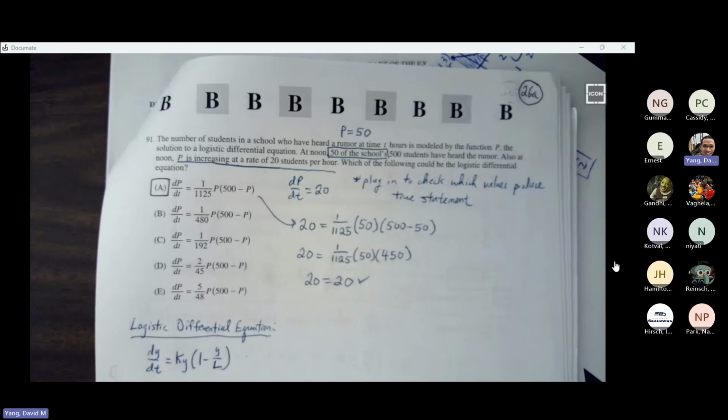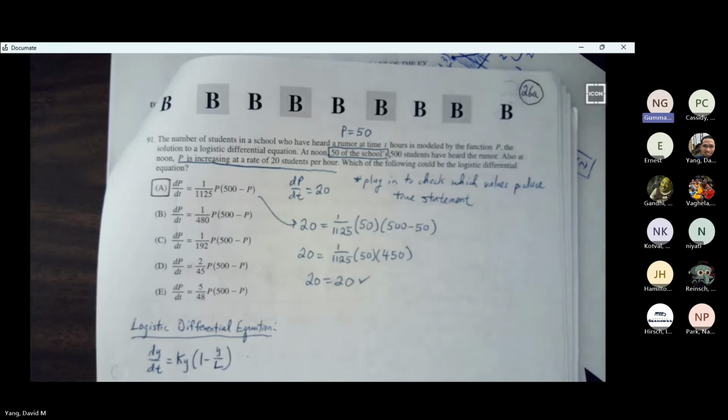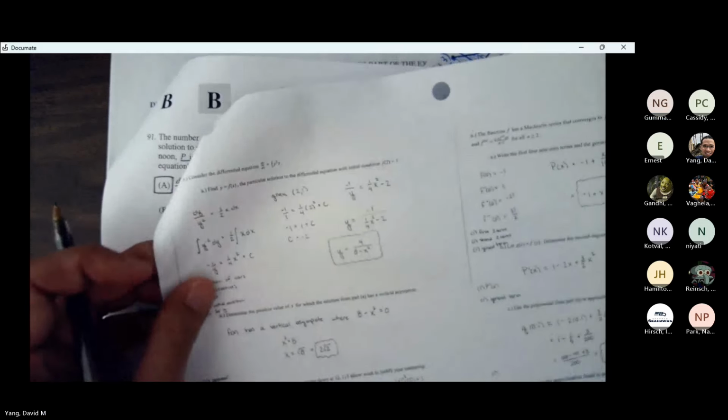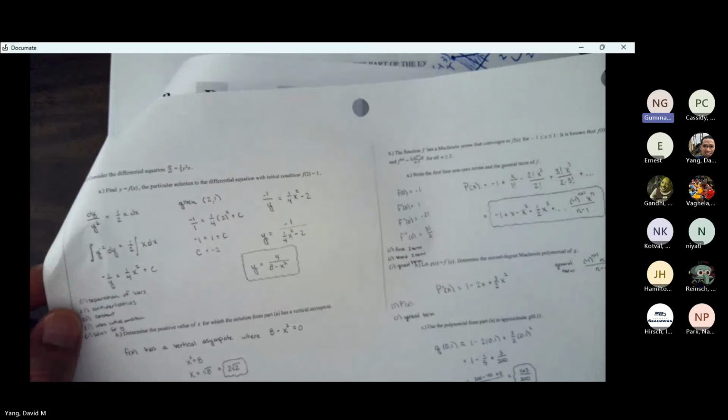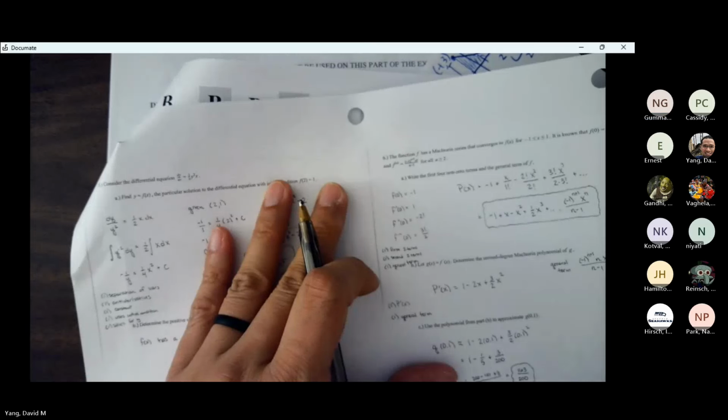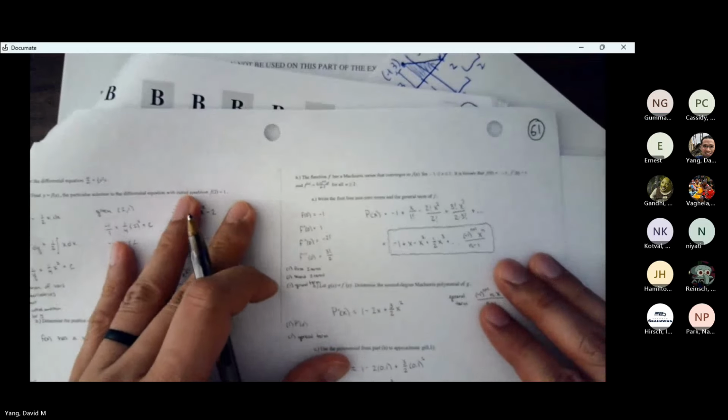What else do you guys want to look at? Packet 6, trying to find the problem. Page 61. For 6a, how do you determine the general term based on the derivative they give you?